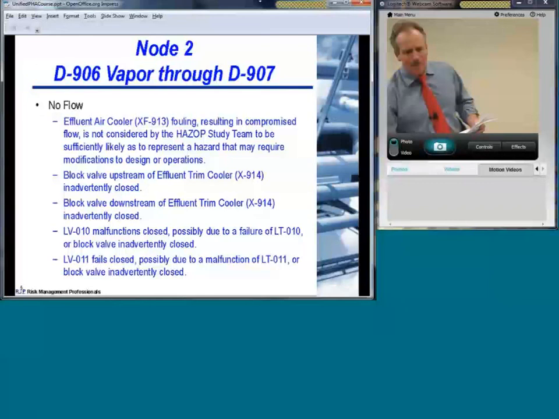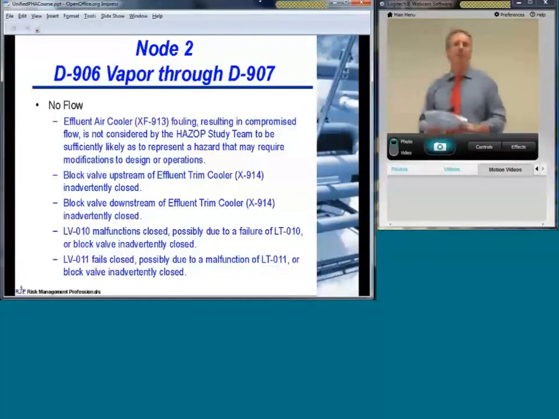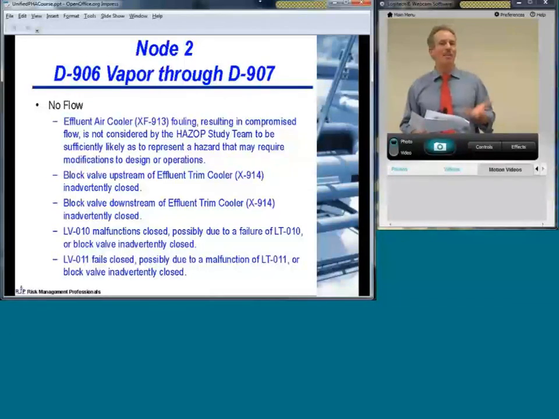Now, a couple of key things that I'd like to bring out here. For the first no-flow case, a lot of times when dealing with clean service, fouling of equipment is very unlikely. And so developing a full HAZOP scenario where you start documenting all the consequences and finally concluding that it's a non-issue is really, in many cases, a bad use of some very valuable resources, which is your HAZOP study team.